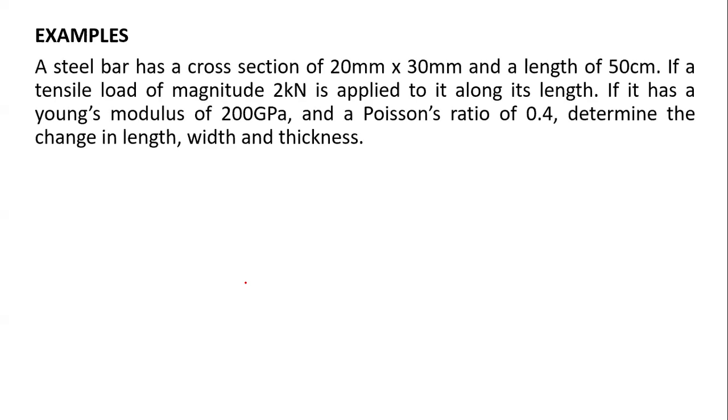So here is a steel bar whose cross section is 20 millimeters by 30 millimeters, length 50 centimeters. Then a tensile force of 2 kilonewtons is acting on it. Young's modulus is 200 gigapascals, and we have Poisson's ratio.